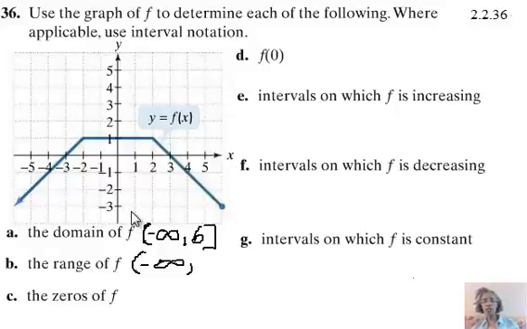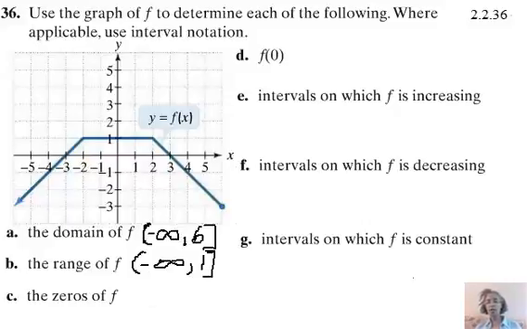And then notice that the function's y values increase and increase and increase, but the largest y value of any point on the graph is 1. So the range consists of all the y values that are 1 or smaller. So this includes 1.